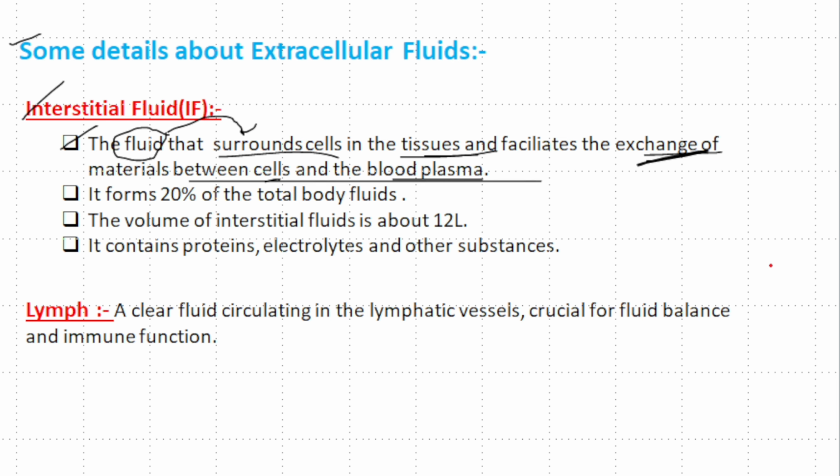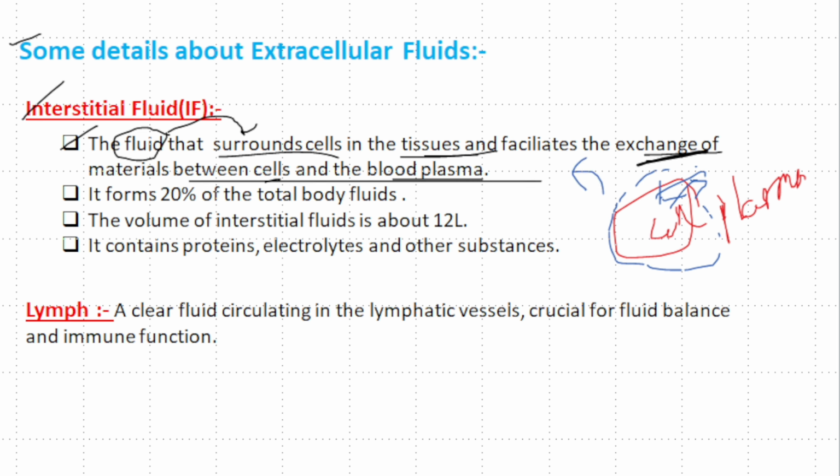For example, this is a cell and this is a plasma. Interstitial fluid helps to move fluid from the cell to the plasma and from the plasma to the cell, and it is present surrounding the cells. It forms 20% of the total body fluid. The volume of interstitial fluid is about 12 liters and it contains potassium, electrolytes and other substances.